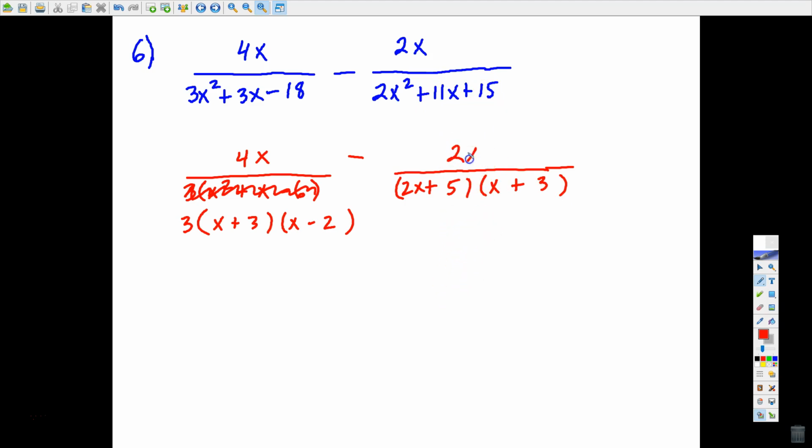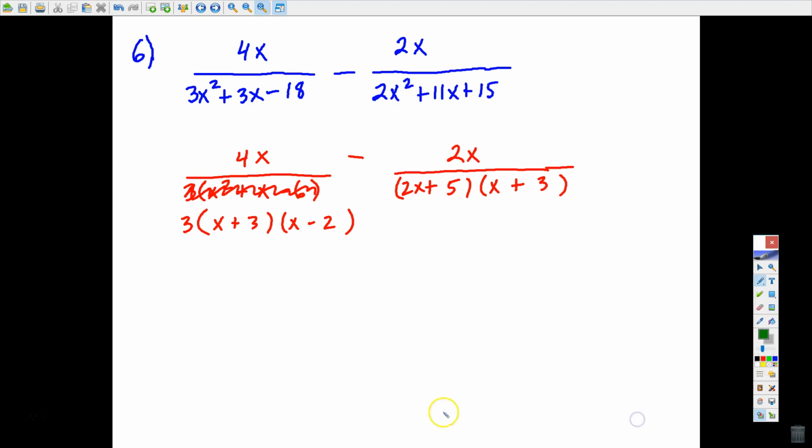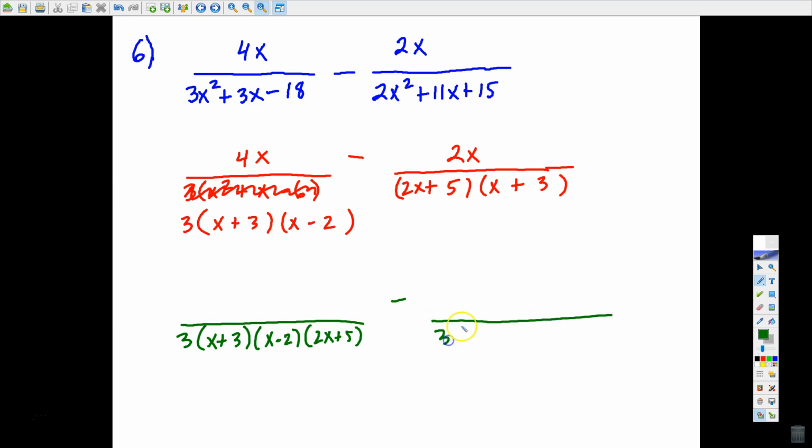Okay, so all I've done so far is factor the denominator so that I can determine what the lowest common denominator will be, and I'll do that in green. So here's my LCD. It's going to involve 3, x plus 3. They have x plus 3 in common, so I'm just going to write it once. X minus 2 and 2x plus 5. All right, and same thing over here. And we're about ready to divide.